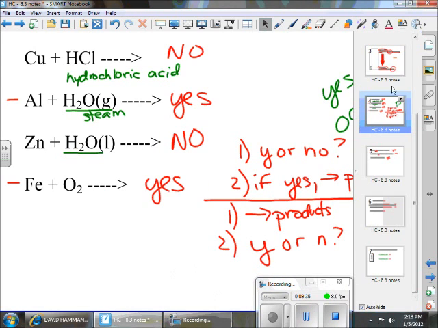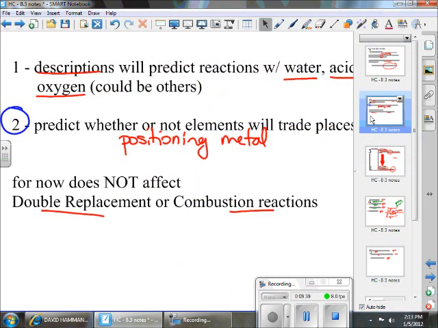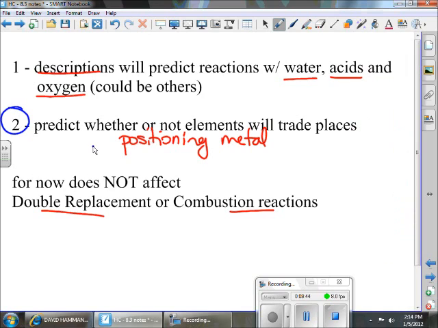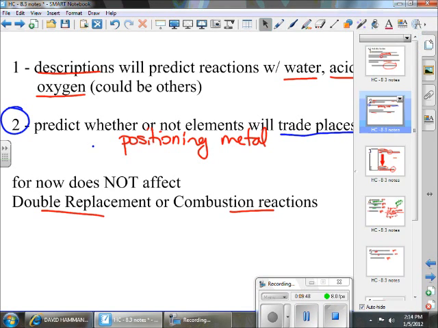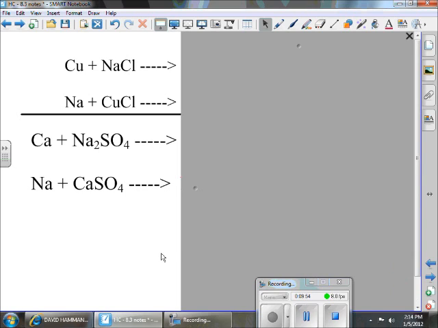Okay, the next thing that we will do is we are going to look at the positioning of the elements involved, and based upon their positioning, be able to predict whether or not elements will trade places. So a couple quick examples here. We notice here we've got copper and sodium reaction, and then we've got a calcium and sodium reaction.